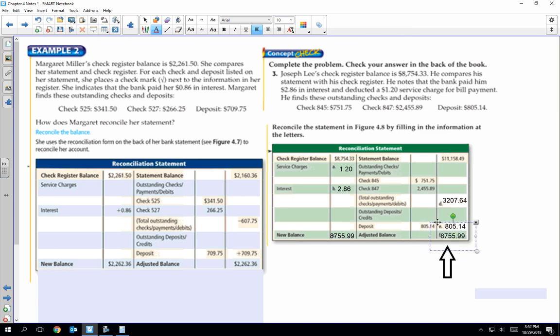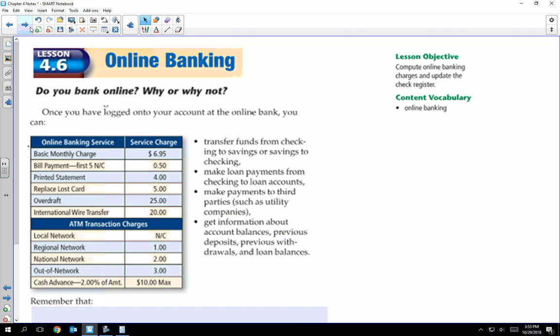Which matches what we got for our check register balance. So once you are in balance, you are good to go. All right, we're just going to take that same concept and apply it to online banking. Sometimes items from online banking haven't been processed yet.